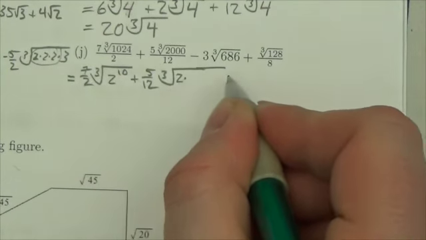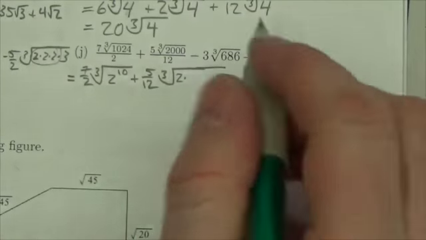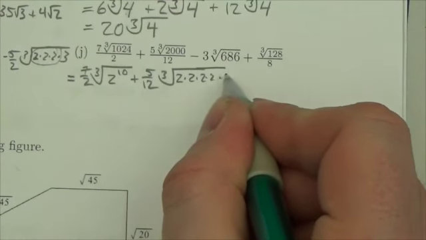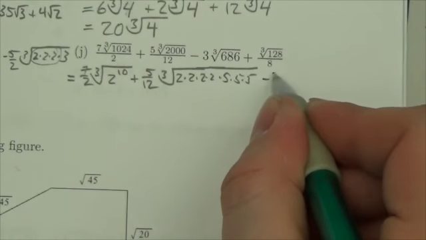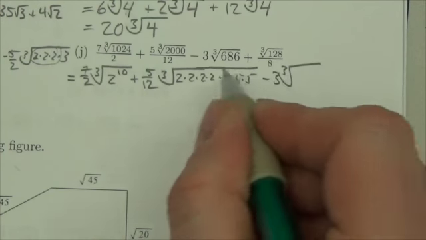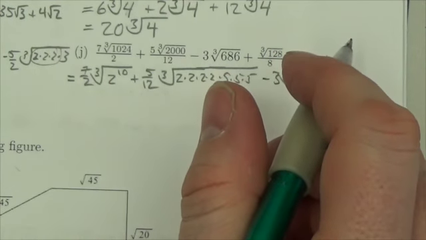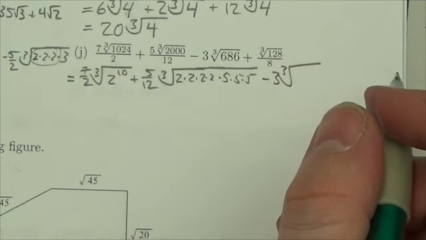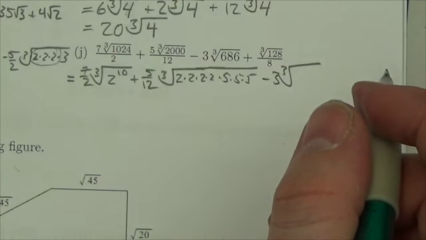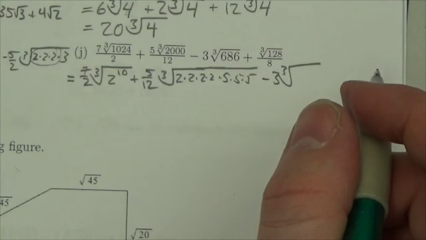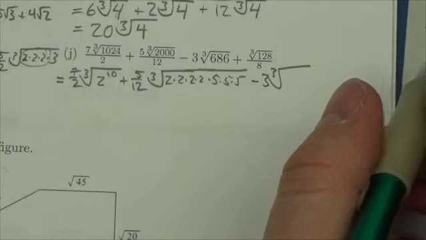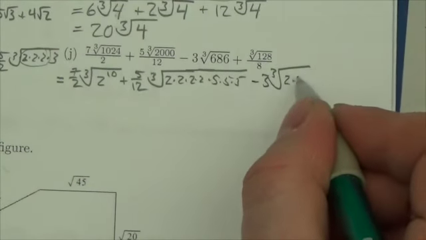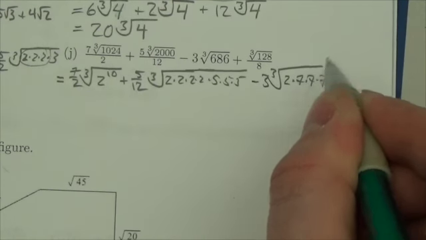2,000 is going to be 2 times 1,000, and 1,000 is just 10 times 10 times 10. So 2 times 2 times 2 times 5 times 5 times 5. I'll deal with that in a second here. Minus 3 times the cube root of 686. Now I got to play with 686 a little bit. Divide by 2, divide by 7. So this is going to be 2 times 7 times 7 times 7.